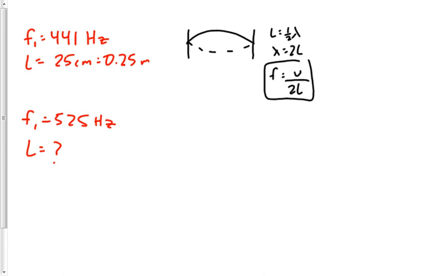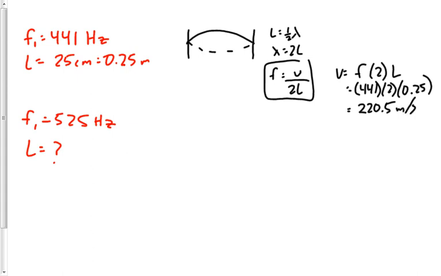In the first case, V is equal to F times 2 times L. It's 441 times 2 times 0.25. That's going to give me 220.5 meters per second. That's pretty slow, actually. I think realistically it probably should be a higher number, but that's what we get here. So the speed of the wave in the first case is 220.5. Well, the speed of the wave in the second case will also be 220.5.